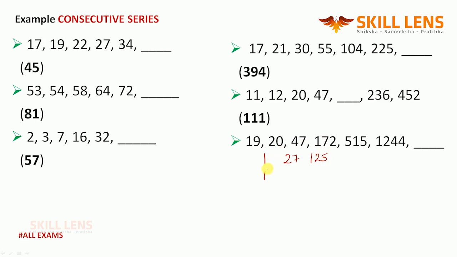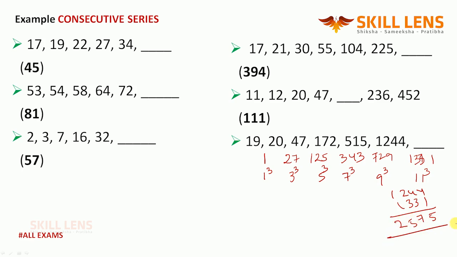How am I getting it? This is 1 cube. This is 3 cube. This is 5 cube. So next has to be the odd number 7 cube, which is 343. Next has to be 9 cube. So what is 9 cube here? 729. So the next difference has to be 11 cube, which is 1331. 1244 and 1331 will give your answer. So 5, 7, 5, 2. So your answer is going to be 2572. So this is the picture of different varieties of series.